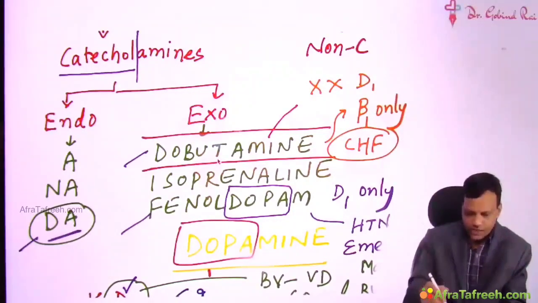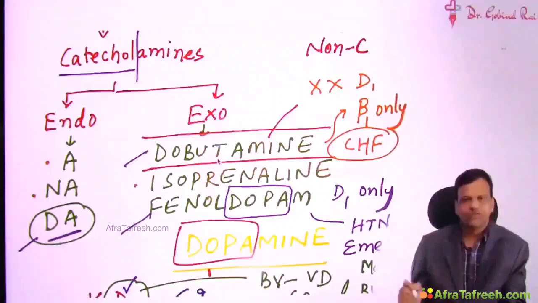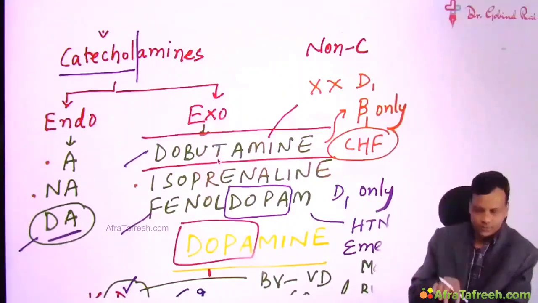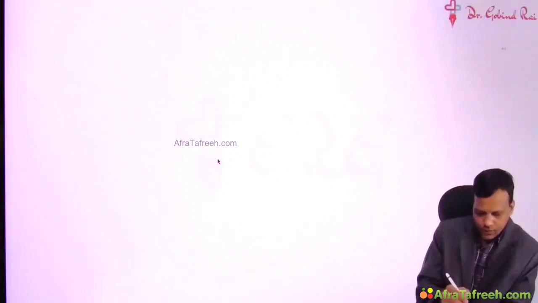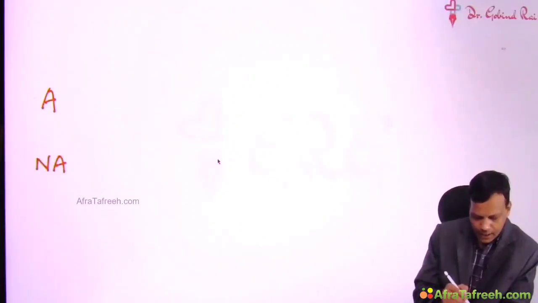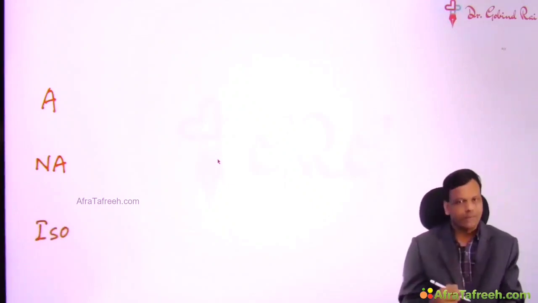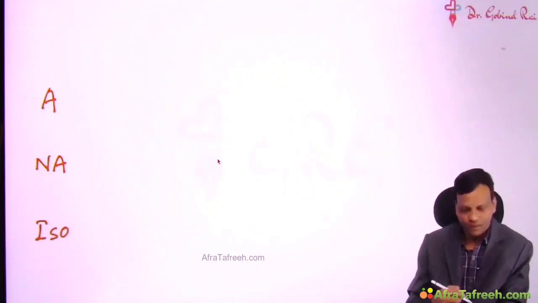Now we are left with the three drugs in this category. These are adrenaline, noradrenaline and isoprenaline. We will cover all three drugs together: adrenaline, noradrenaline and isoprenaline. Adrenaline is also called epinephrine. Noradrenaline is also called norepinephrine.